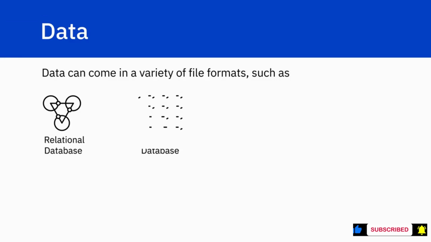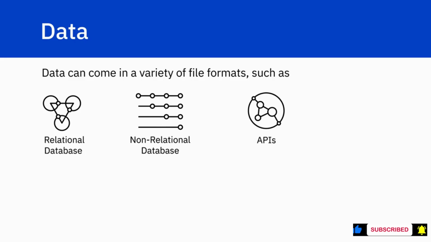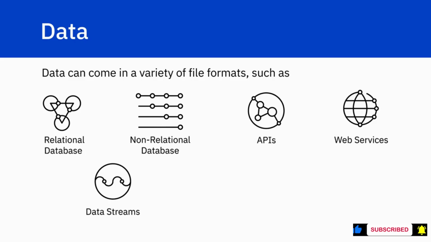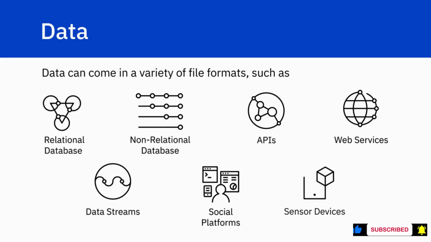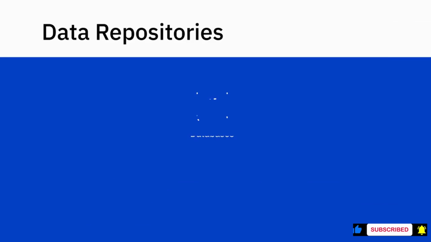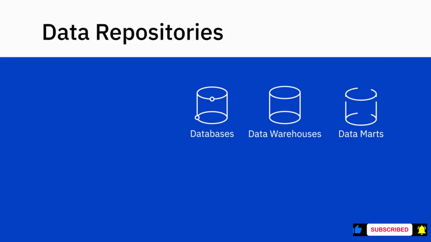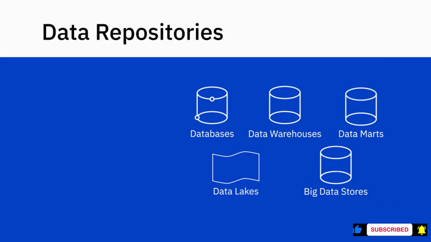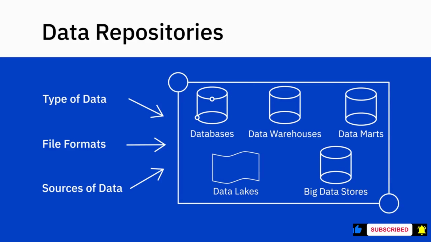Data also comes in a wide-ranging variety of file formats, being collected from a variety of data sources, ranging from relational and non-relational databases to APIs, web services, data streams, social platforms, and sensor devices. This brings us to data repositories, a term that includes databases, data warehouses, data marts, data lakes, and big data stores. The type, format, and sources of data influence the type of data repositories that you could use to collect, store, clean, analyze, and mine the data for analysis.